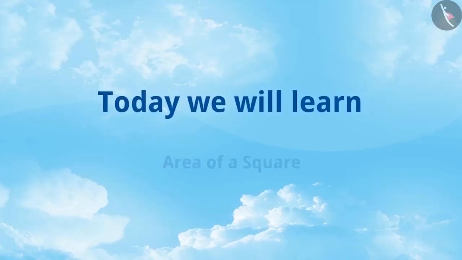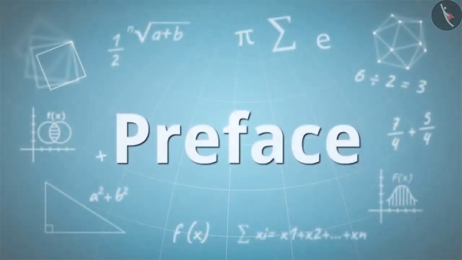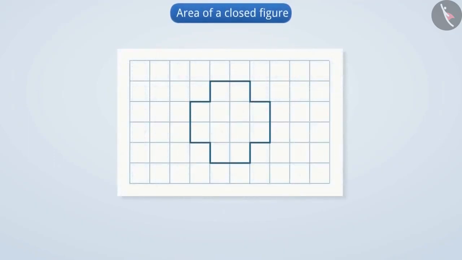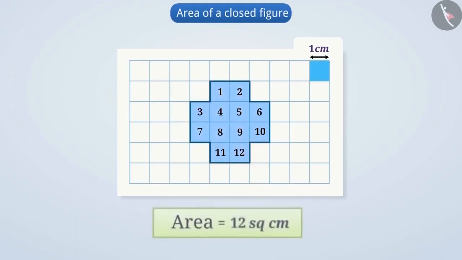Today we will learn about the area of a square. We learned that area is the amount of surface enclosed by a closed figure. We also know the number of squares enclosed in the whole region represents the area of that figure. Today we will learn how to find the area of a square.